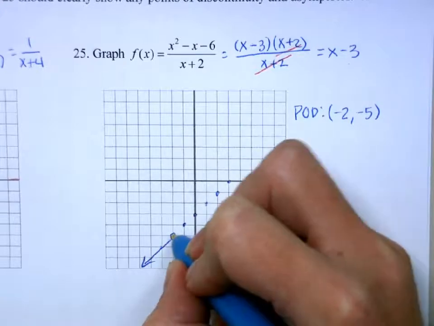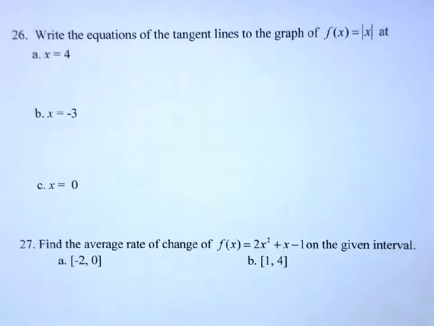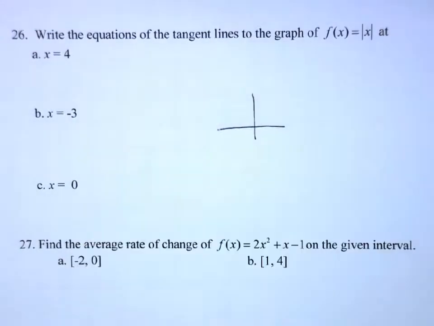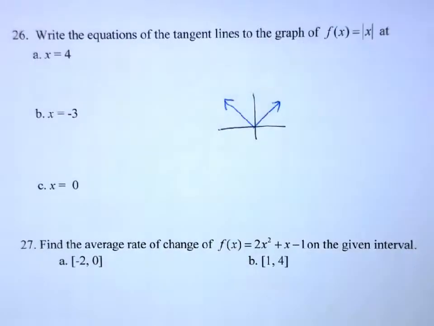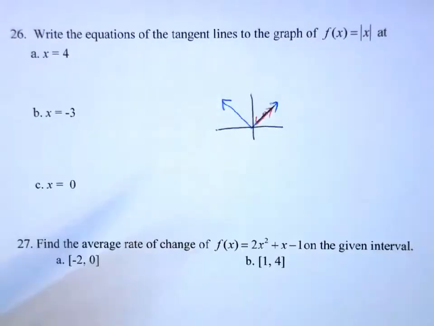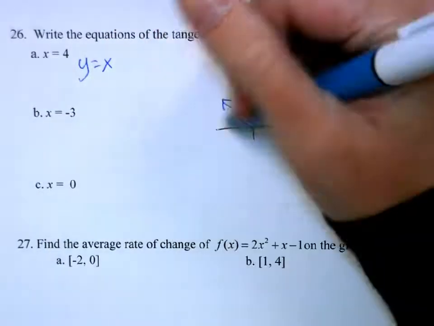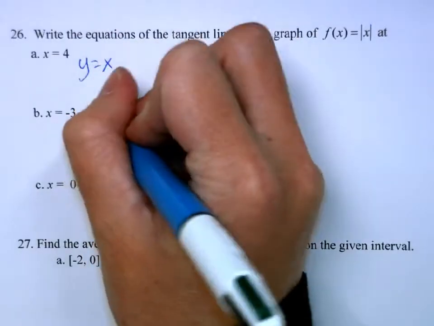The last thing we covered was tangent lines. So the equations for the tangent lines of absolute value of x, that graph we know looks like that. The tangent line to a line is itself. So at x equals 4, it's just the equation of this line here, which is just going to be y equals x. At -3, that's just going to be y equals -x. And at a corner, if there's an abrupt change, there is no tangent.